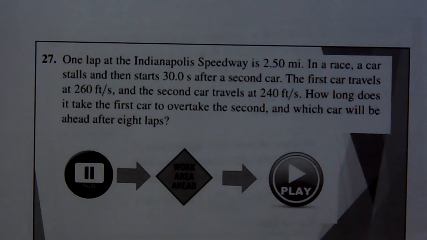One lap at the Indianapolis Speedway is 2.5 miles. In a race, a car stalls and then starts 30 seconds after a second car. The first car travels at 260 feet per second. Again, those units need to be dealt with. And the second car travels at 240 feet per second. How long does it take for the first car to overtake the second, and which car will be ahead after 8 laps? Again, pause the video, do some work, and come back and hit play when you're ready to.